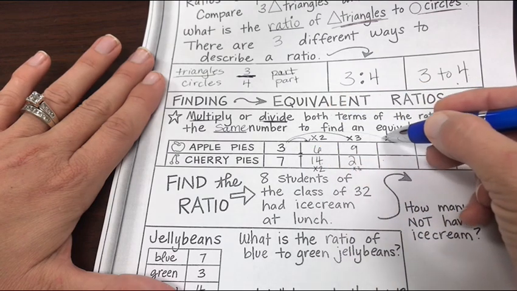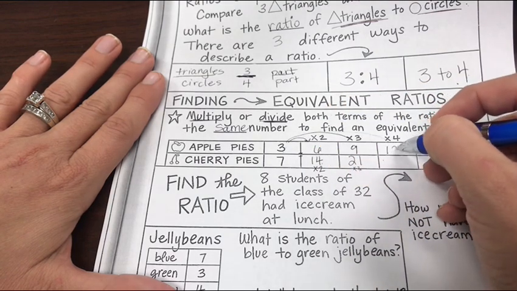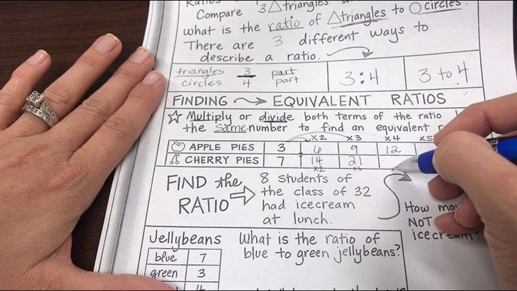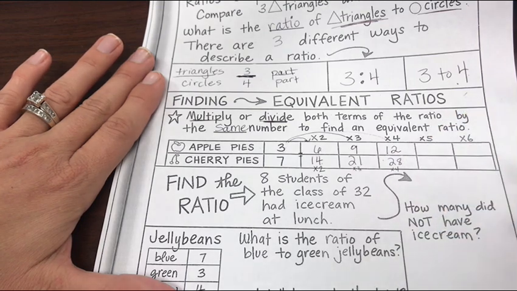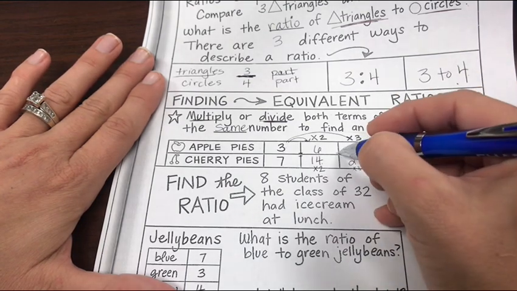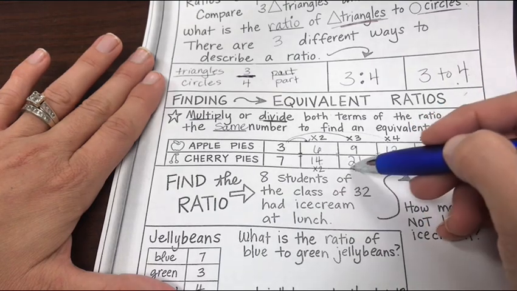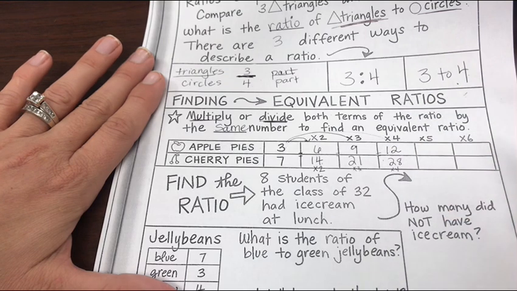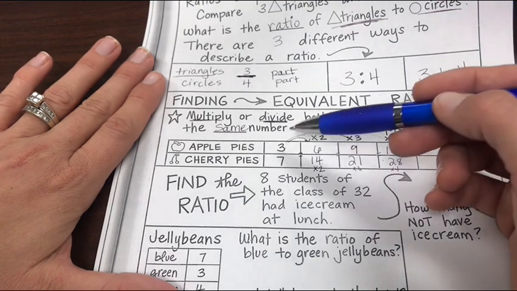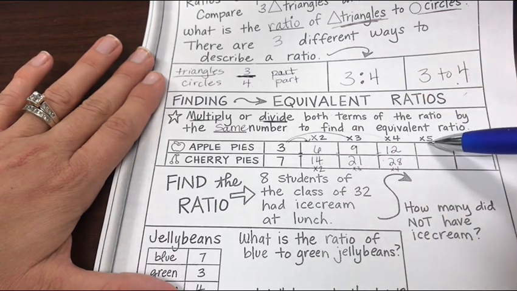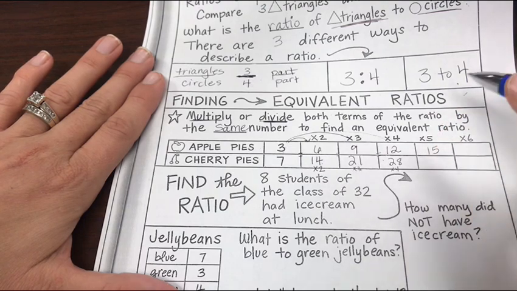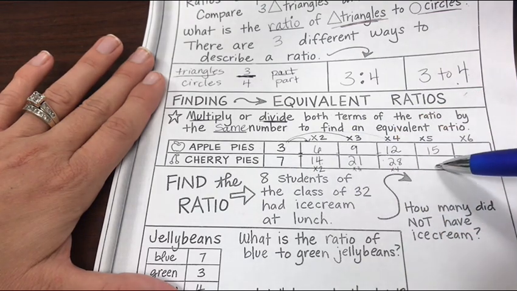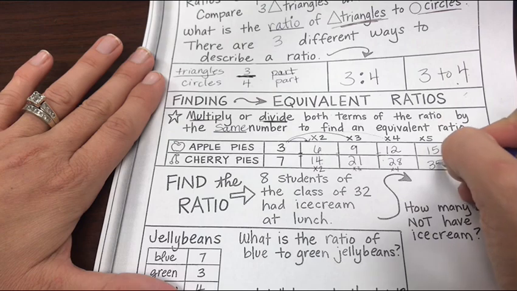And then 3 times 4 is 12. 7 times 4 is 28. So all of these are going to be equal to each other. If I cross multiply these 2 numbers and these 2 numbers and compared those 2 ratios, I'm treating them like fractions, they would be equivalent or equal to each other. So we're going back here and we're saying 3 times 5 is 15. So 7 times 5 is 35.